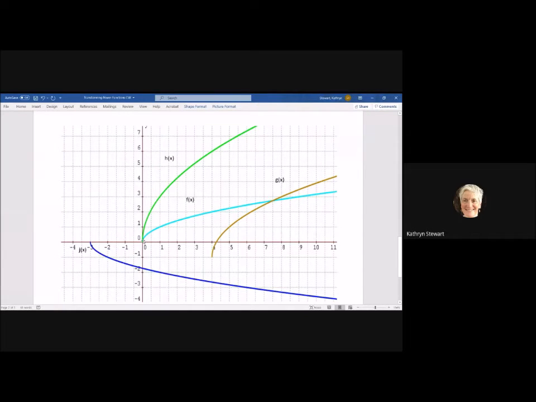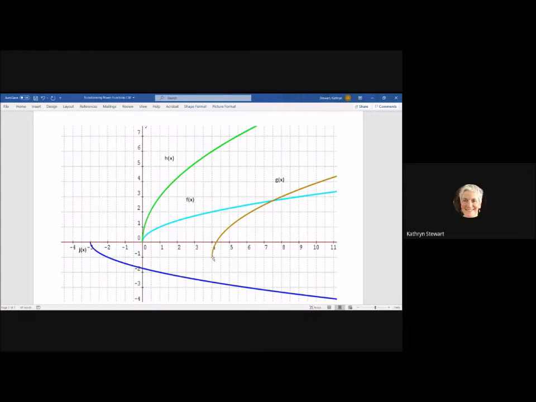Okay, so we can see that it was shifted to the right and shifted down. So to the right 4 and down 1.